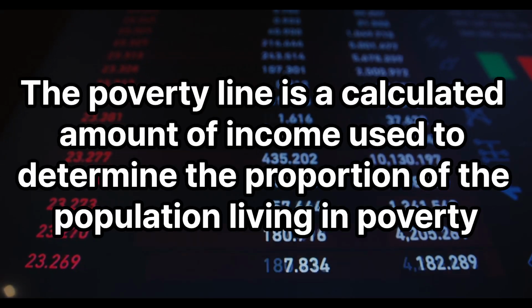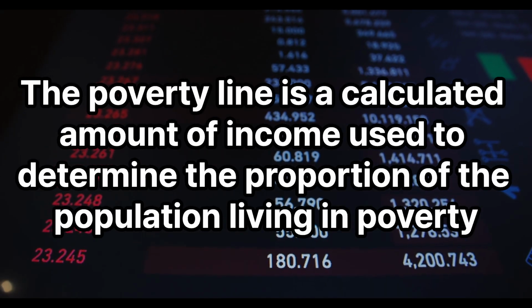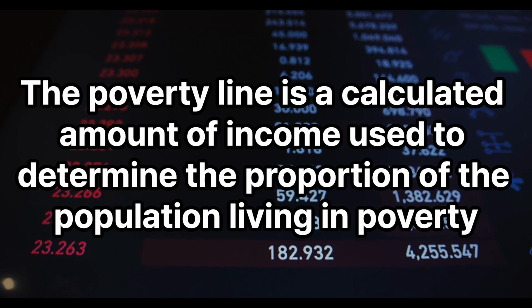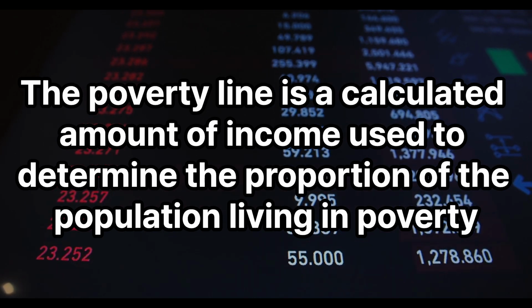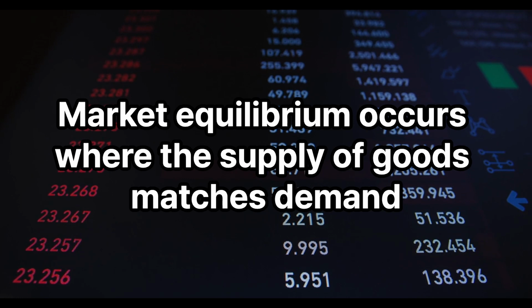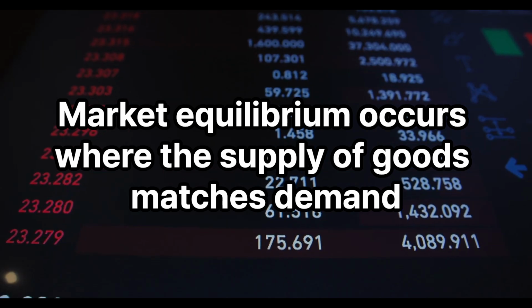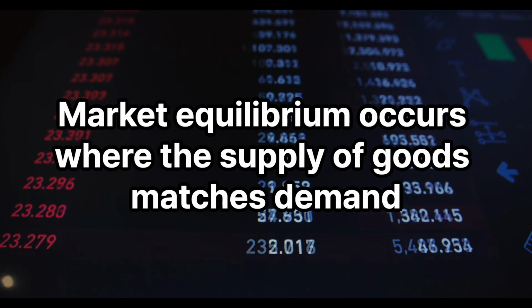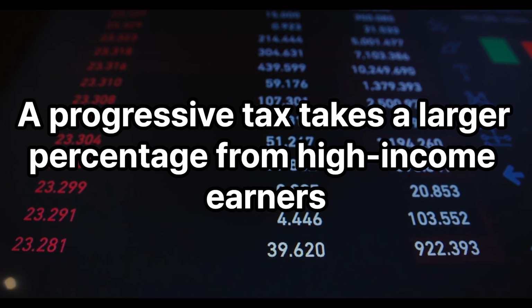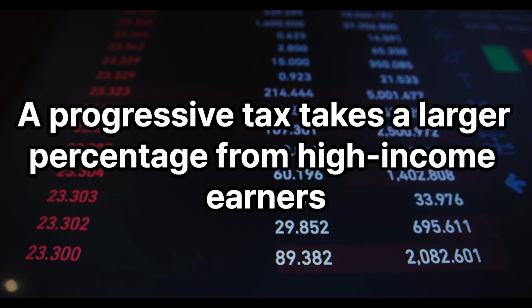The poverty line is a calculated amount of income used to determine the proportion of the population living in poverty. Market equilibrium occurs where the supply of goods matches demand. A progressive tax takes a larger percentage from high-income earners.